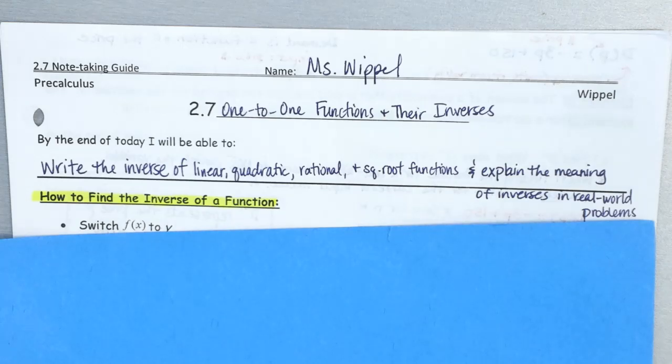So today we're talking about one-to-one functions and their inverses. We're going to write the inverse of linear, quadratic, rational, and square root functions. Something that you did last year is you did write the inverse of linear functions, and so we're just expanding that skill. And then we're also going to explain the meaning of inverse in real-world problems.